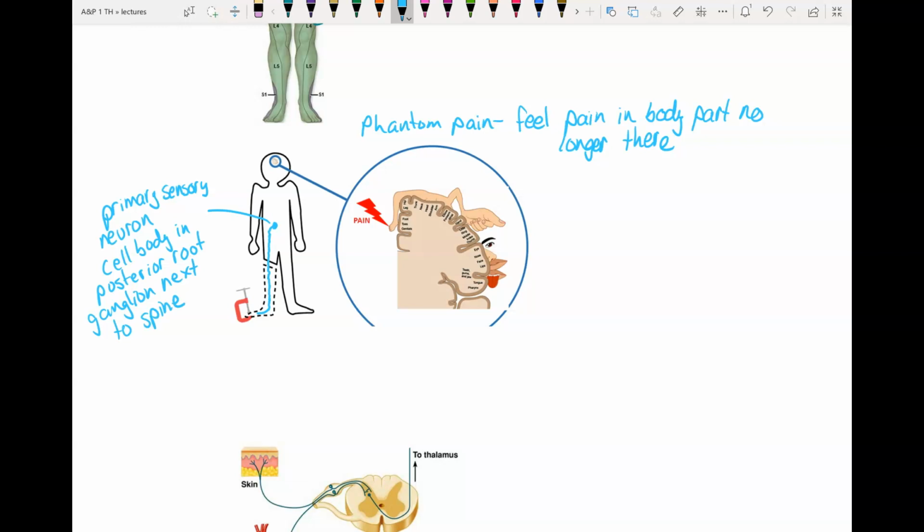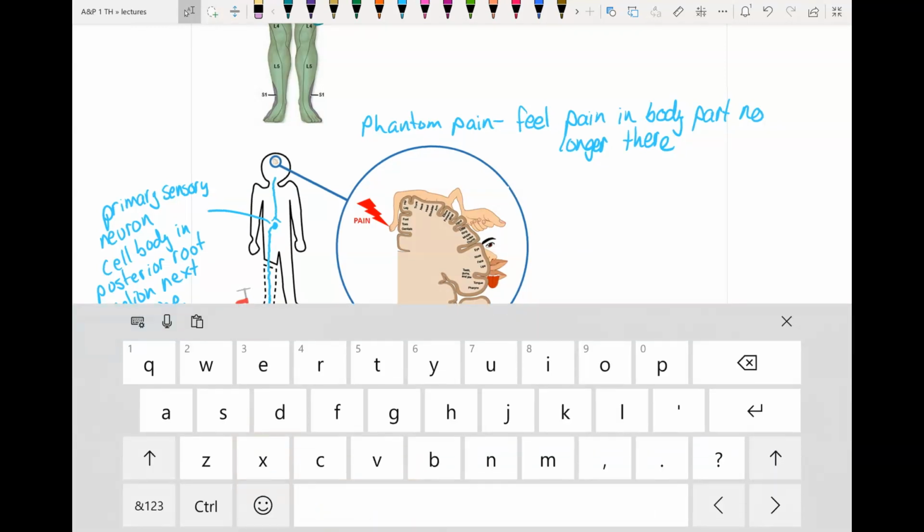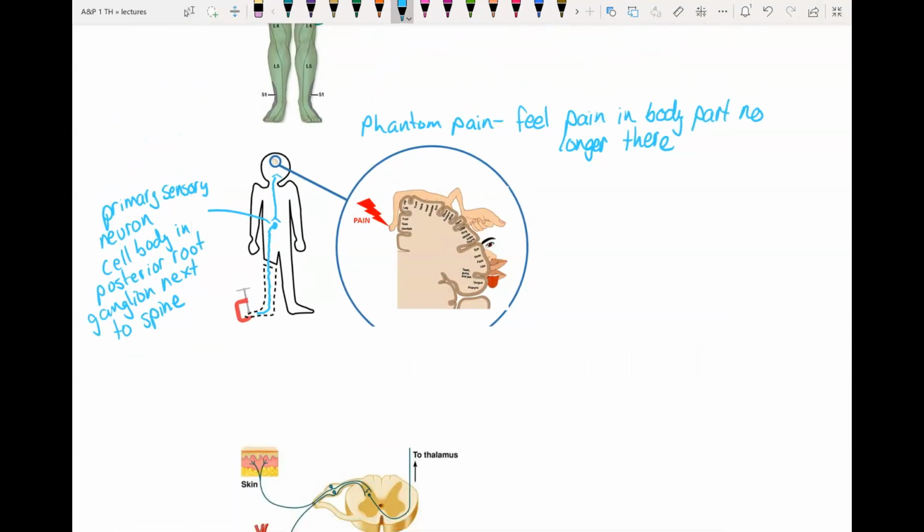And then there it connects with the secondary, which goes up to the thalamus, and then from there, the tertiary, which goes up to the somatosensory cortex. So here is your somatosensory cortex on the parietal lobe. And remember, it has a map of the body. So right here, it has a section dedicated to the foot.